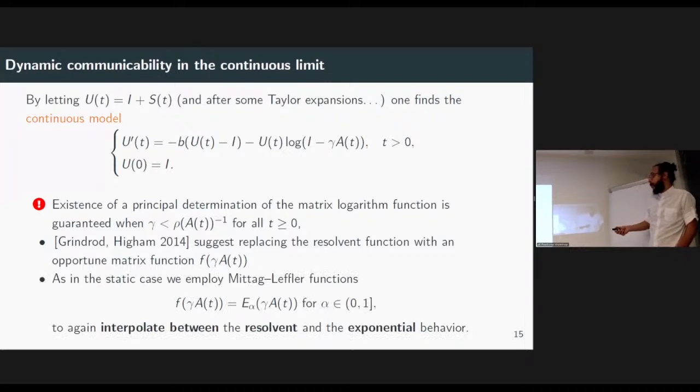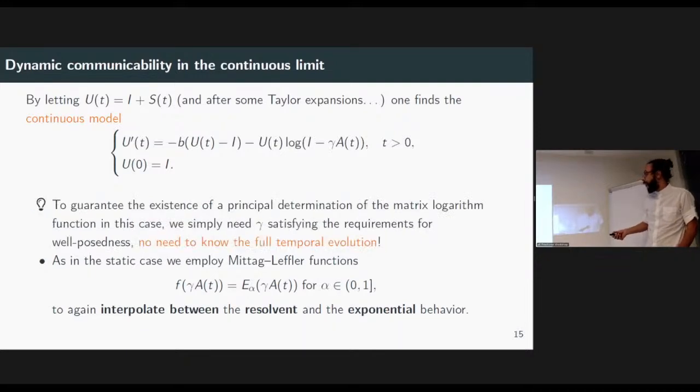So what we want to do is, let's say, instead of having the resolvent here, we put here the Mittag-Leffler function. And what's the idea? We still want to interpolate between the resolvent and the exponential behavior, and we don't want to bother with knowing the full temporal evolution and having to choose a parameter gamma that makes the logarithm computable. So if you plug in there the Mittag-Leffler, you don't need much more information on all the matrices.